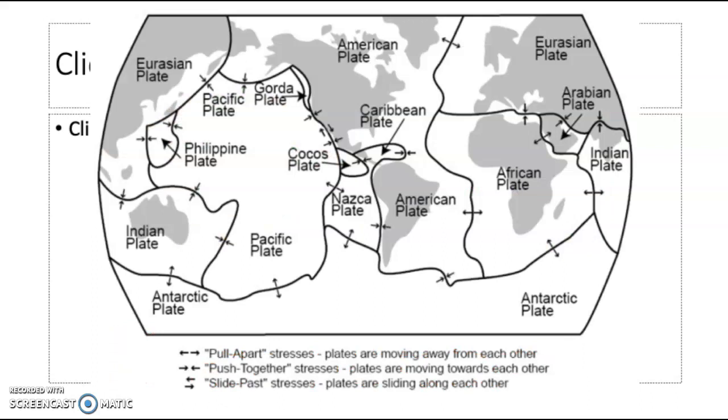So here's a nice illustration of all the different plate types. These are just some larger ones. There's a lot of smaller ones that aren't listed here, but it kind of gives you an idea of these plates. So if you look at the arrows, they kind of give you a little key here, where these ones are pushing together, but also sliding by each other. And here, when you get down here, these ones are pulling apart. So you can kind of see all the different ones along here.